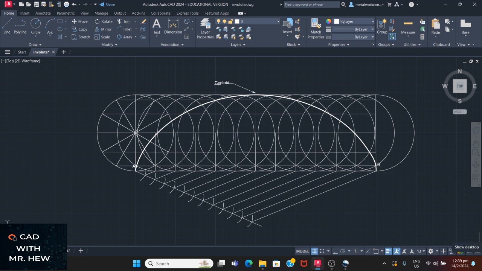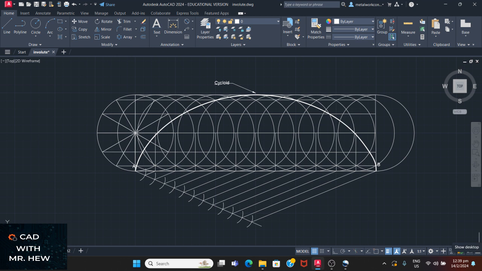The next thing we're going to do is get the circle going to these points which we projected previously. So we go 3, 4, 5, 6, 7, 8, 9, 10, 11, and 12. Good job if you're following so far.